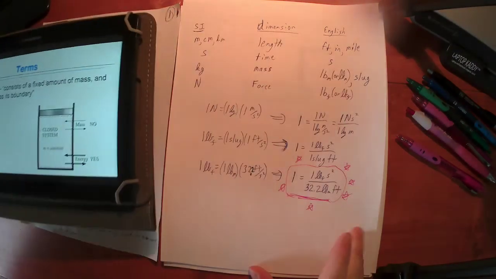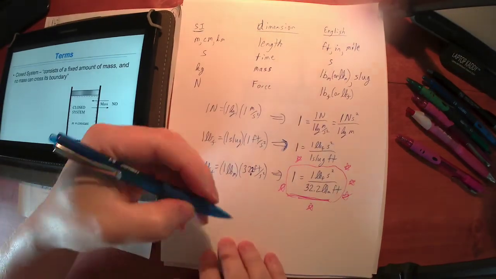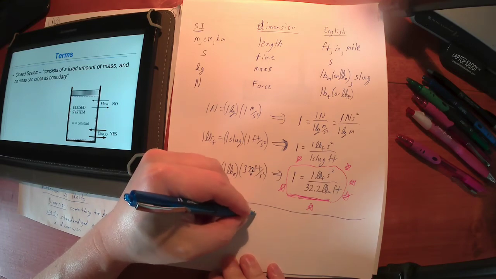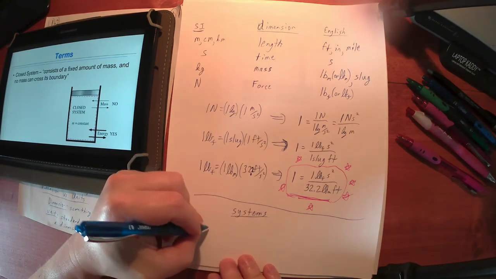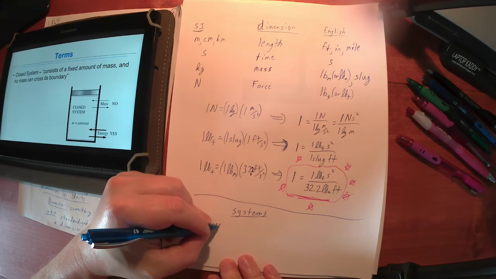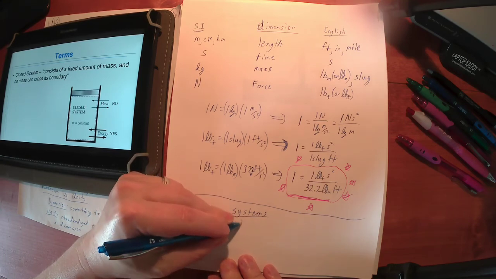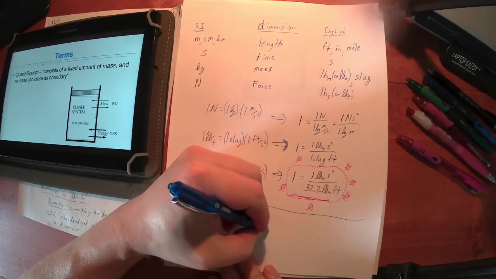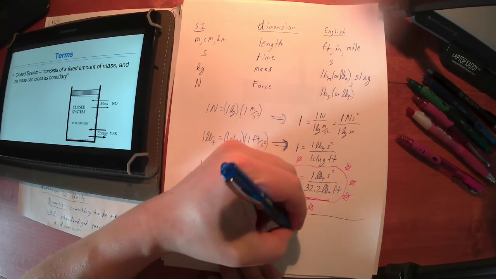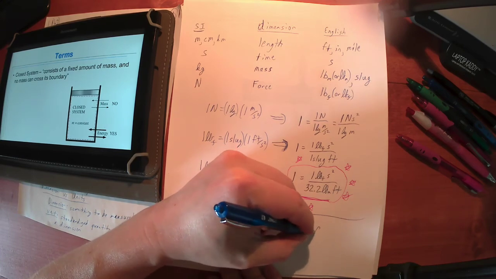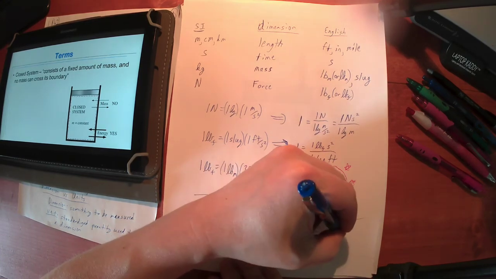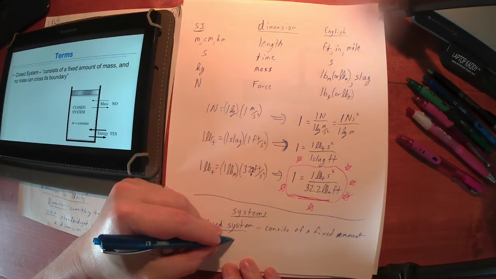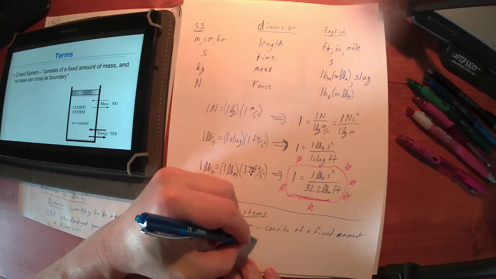Okay, two types of systems. So we're going to deal with two types of systems. We're going to deal with what we call the closed system. The closed system consists of a fixed amount of mass. No mass crosses the boundary.